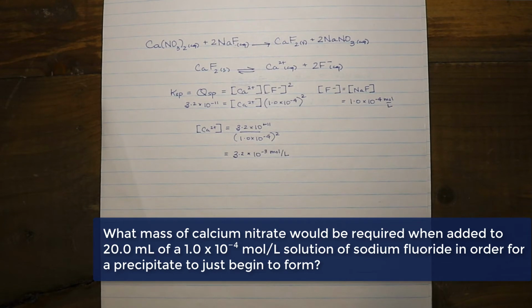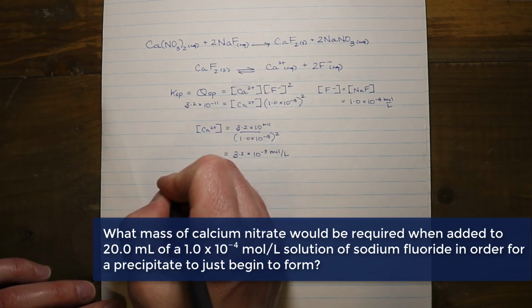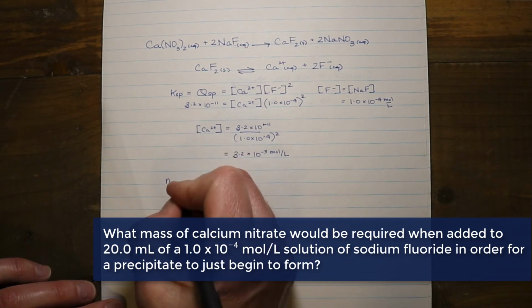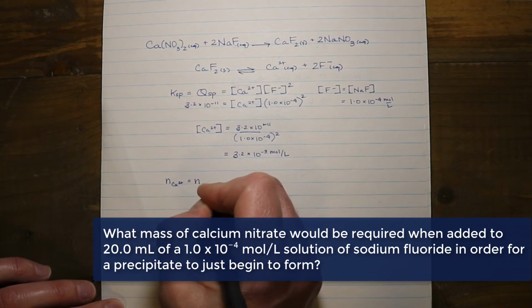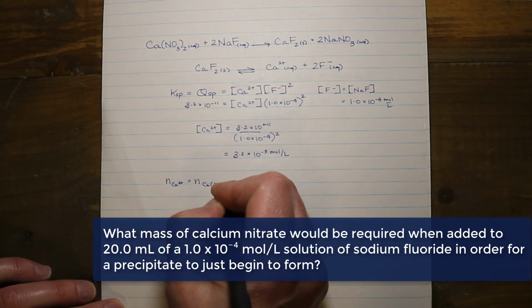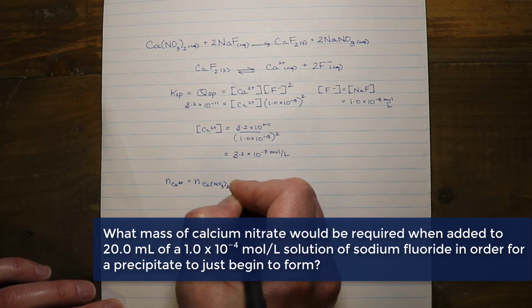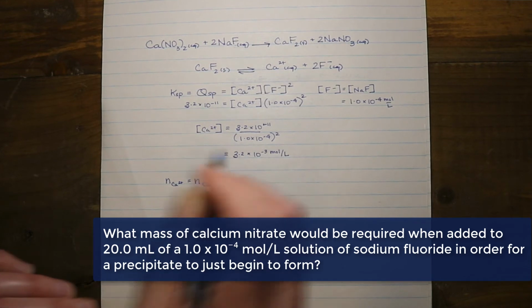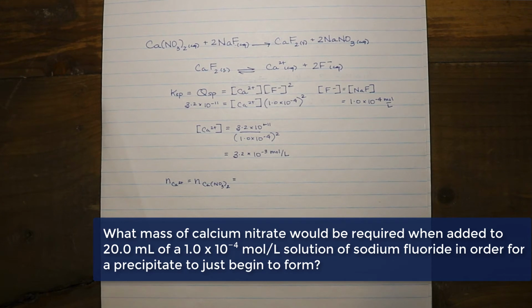So what we have to do now is understand that this is concentration, and that if ultimately we want to figure out mass, we're going to have to first figure out the number of moles. But what we also need to understand is that the number of moles of the calcium ion is going to be equal to the number of moles of the calcium nitrate that we are going to add. So we have to think backwards a little bit. We're adding calcium nitrate, a solid, to this.